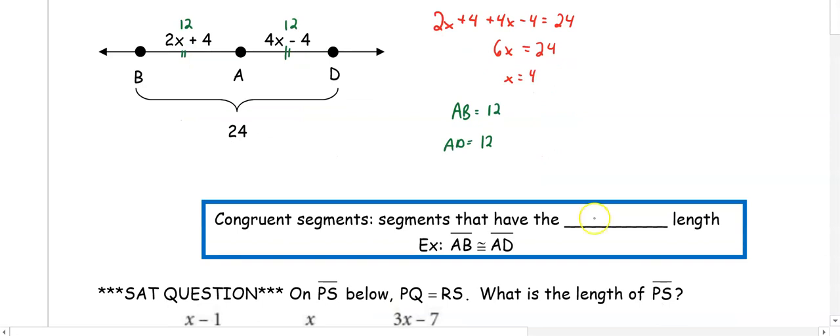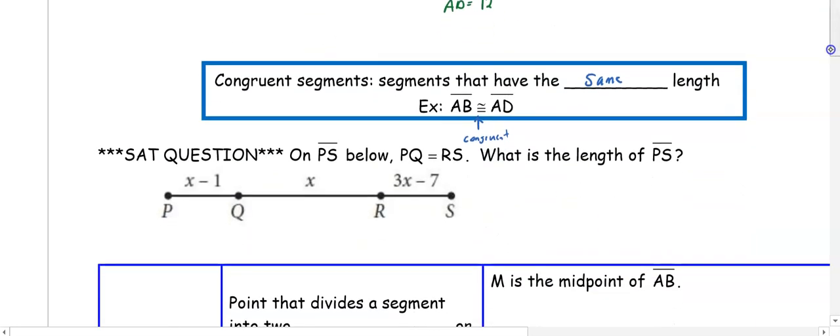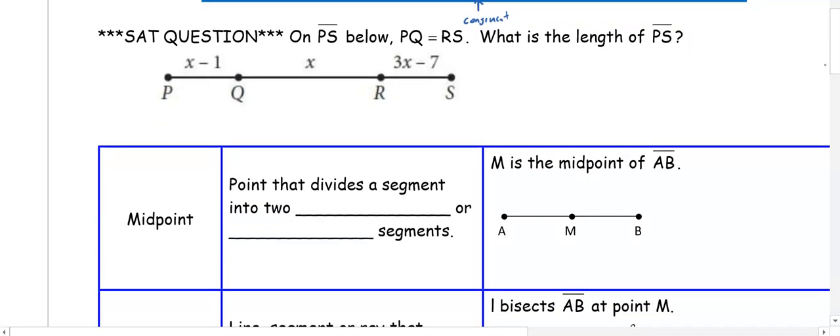When segments have the same length, they are congruent segments. So we could say that segment AB is congruent to segment AD. This is our congruent symbol. It's an equal sign with a little tilde over it. Using that idea, we can answer this SAT question.